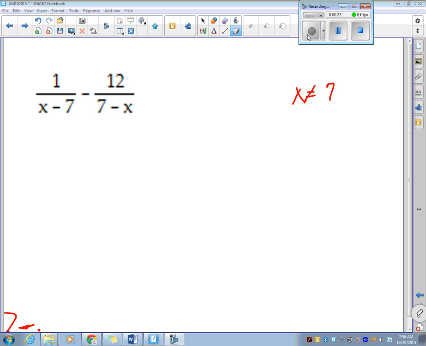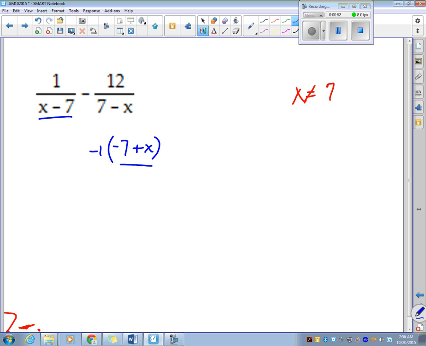And I picked this problem purposefully because we have a similar one on our quiz. So this times -1 is going to give me -7 plus x. Well, what do you know about -7 plus x? Isn't that the same as x minus 7? Okay.